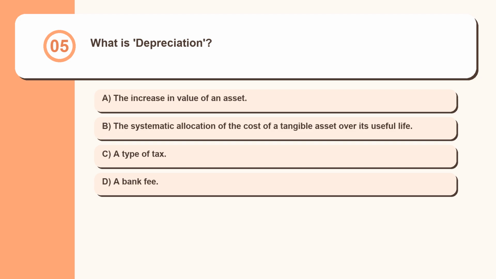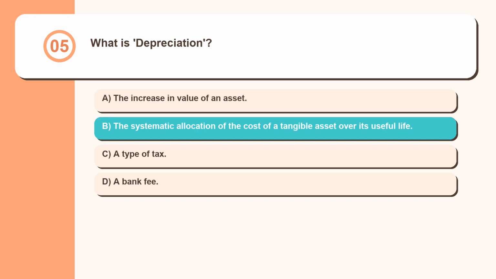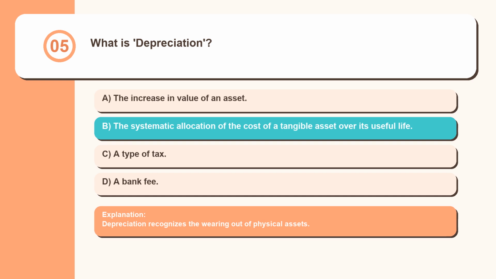Question 5. What is depreciation? The increase in value of an asset. The systematic allocation of the cost of a tangible asset over its useful life. A type of tax. A bank fee. Depreciation recognizes the wearing out of physical assets.